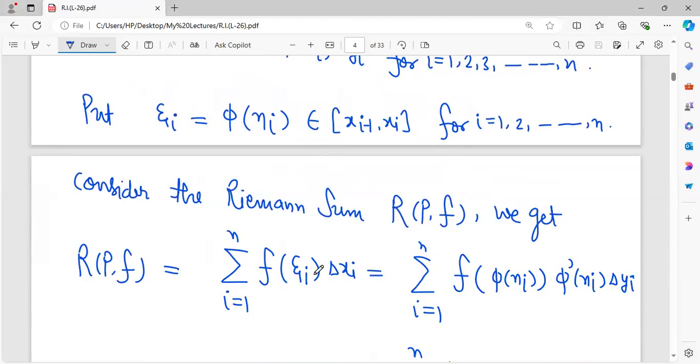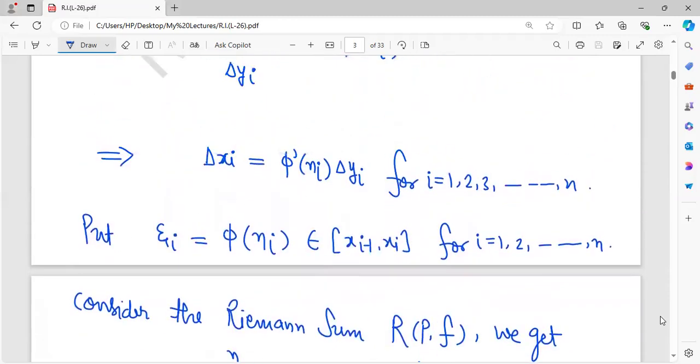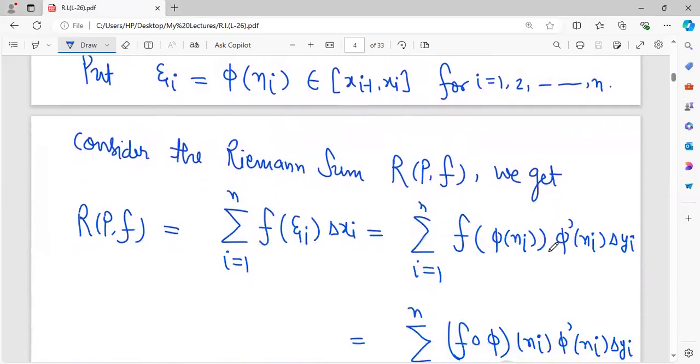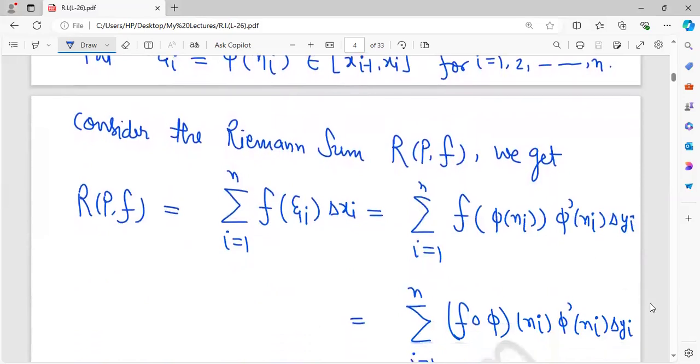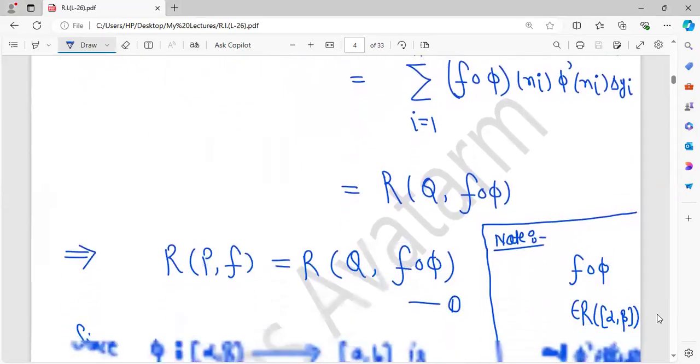So I can take ξ_i here in the Riemann sum. Now put the value of ξ_i here, that is φ(η_i), and Δx_i value is this: the derivative of φ at η_i into Δy_i. Okay, so put this value. Now what is this? This is f composed φ at η_i into the derivative of φ at η_i times Δy_i. So this is nothing but the Riemann sum of f composed φ.